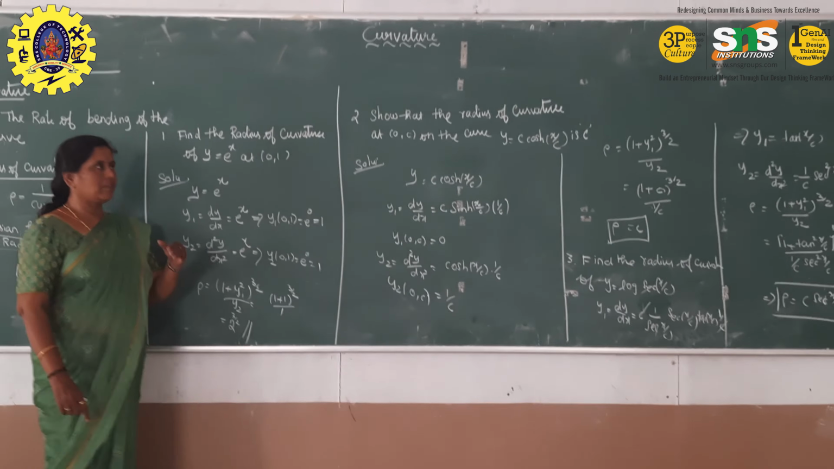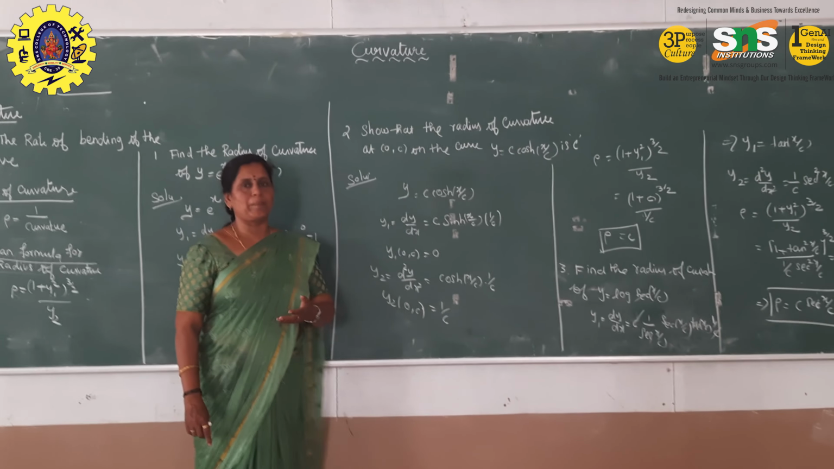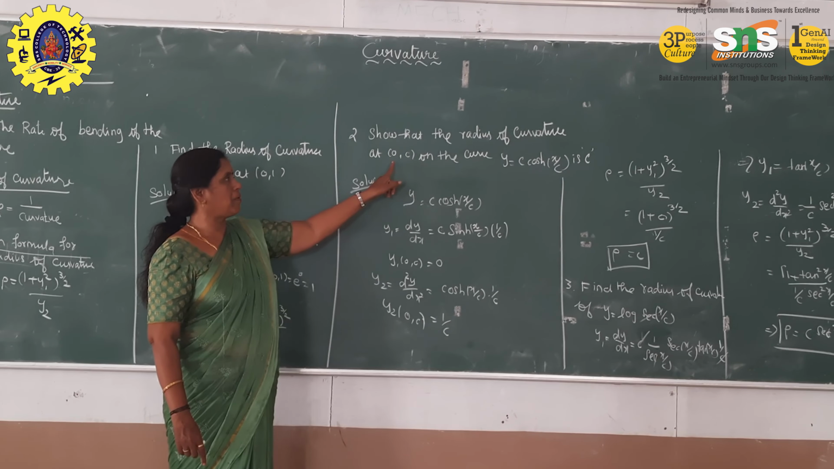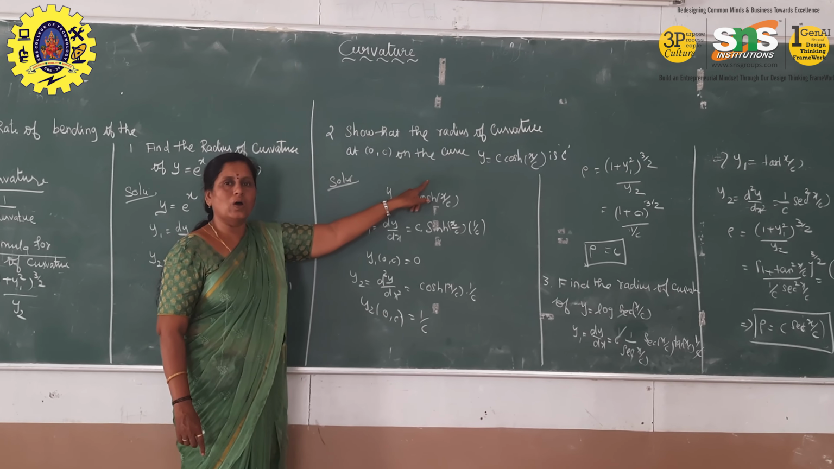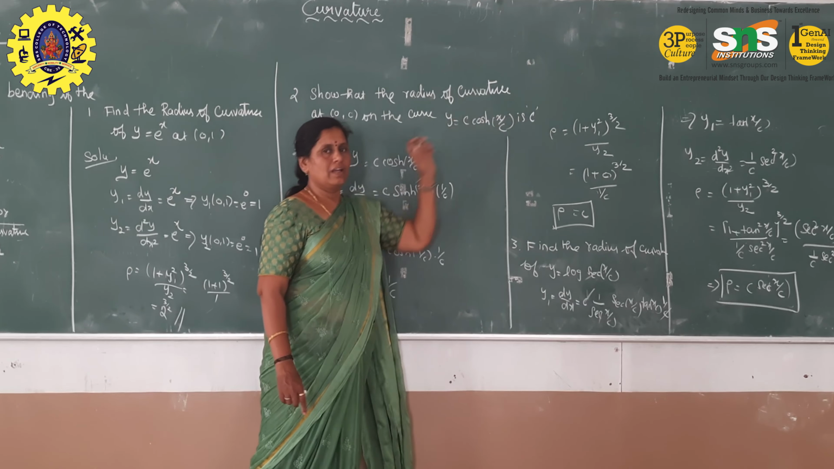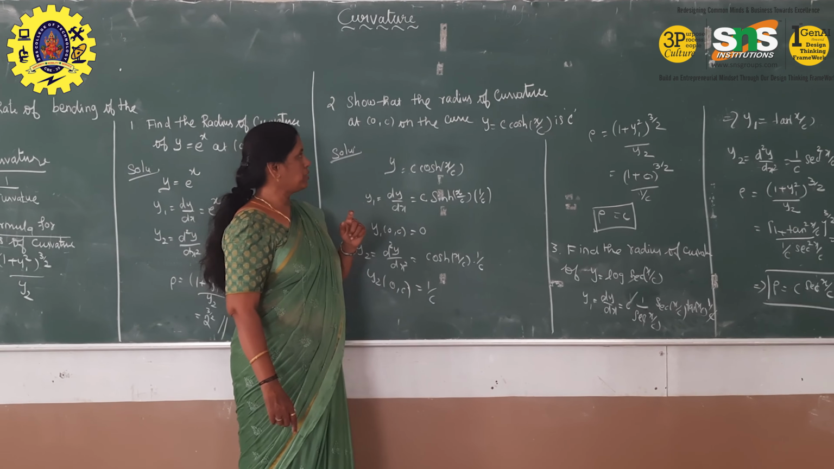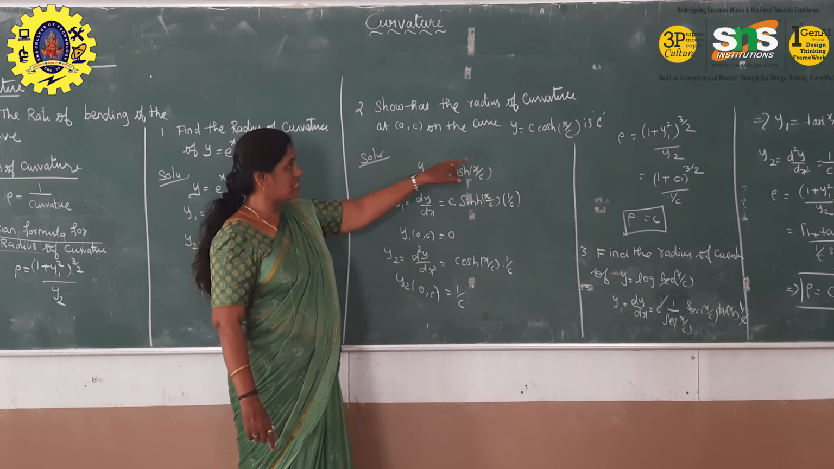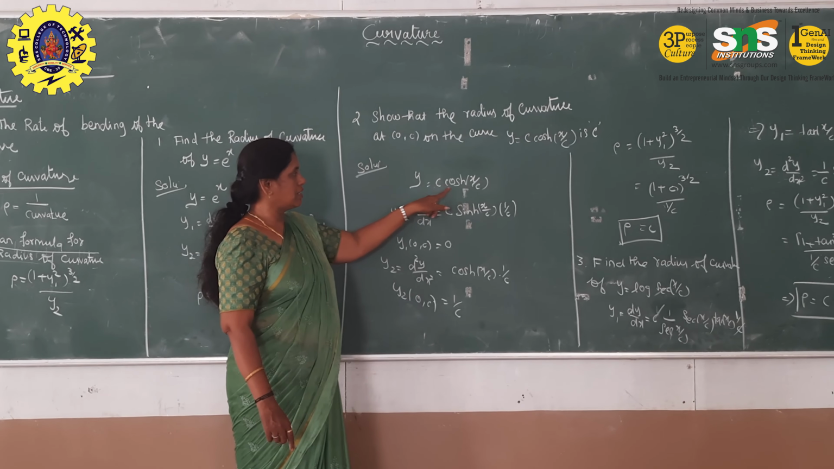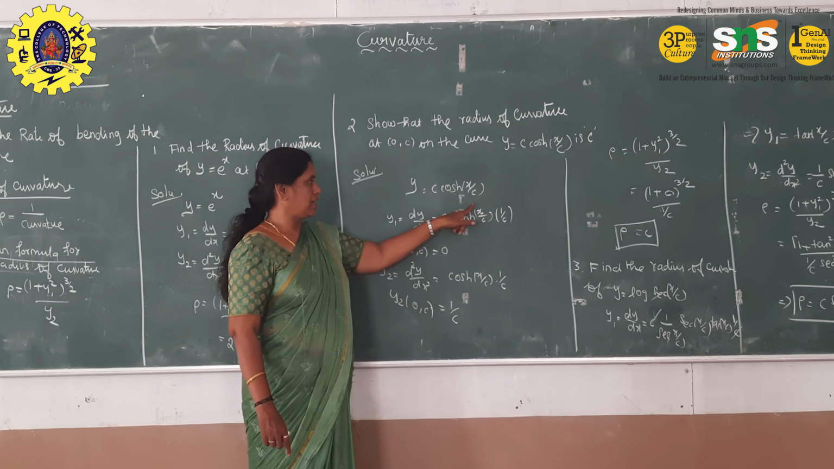Now, here we are going to discuss one more problem: the radius of curvature at the point (0, c) on the curve y is equal to c cosh x by c is c. Here we are going to prove the radius of curvature of this curve is c. Here the y value is equal to c into cosh x by c.